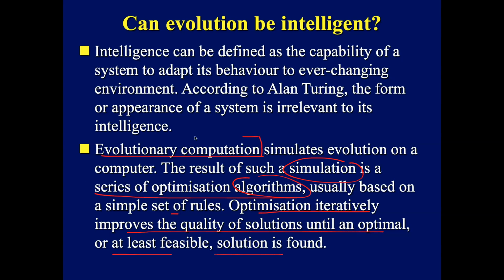So under evolutionary computation, we try to simulate evolution. And how do we do it? We use algorithms that iteratively improve the quality of solutions until an optimal or at least feasible solution is found. So in other words, this method works through iterations. One iteration after another, we start with some arbitrary solutions, and then we go through several iterations as we try to improve those solutions to be able to solve a given problem.